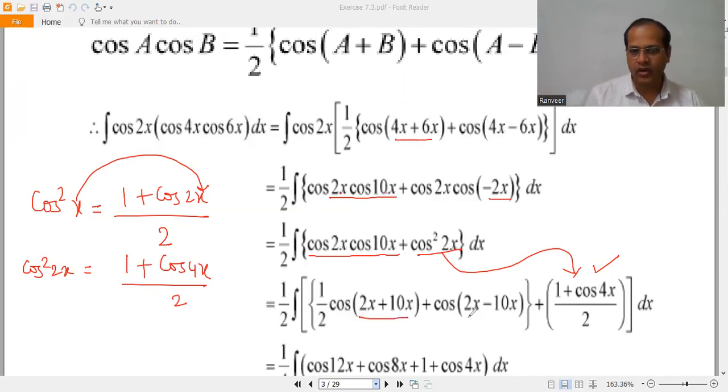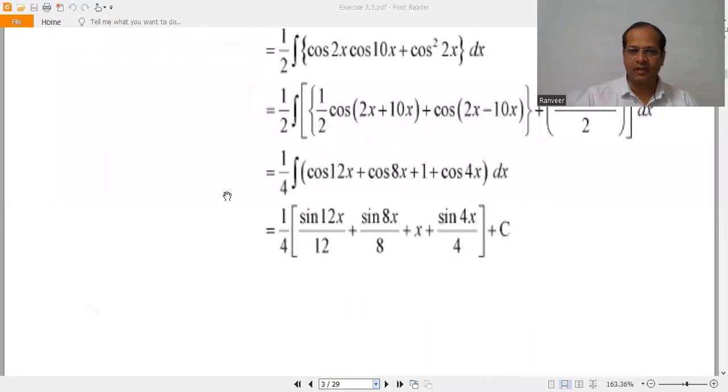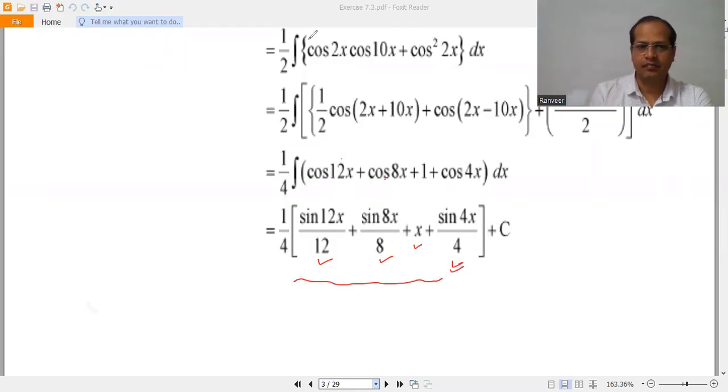Again we have to apply the formula here, a plus b, a minus b, and we will multiply by 1 by 2. Again this came, separate all the values, it came here like this. Now at the end we have to apply the integration formula of cos 12x. Cos 12x is nothing but sine 12x, and whatever the coefficient, just divide. Cos 8x is sine 8x divided by 8, cos 4x is sine 4x by 4. So this is the answer.